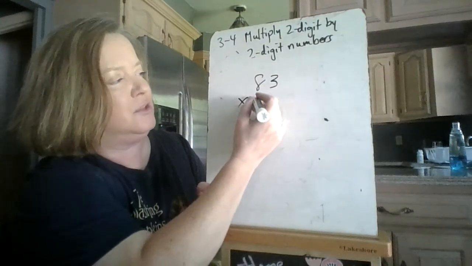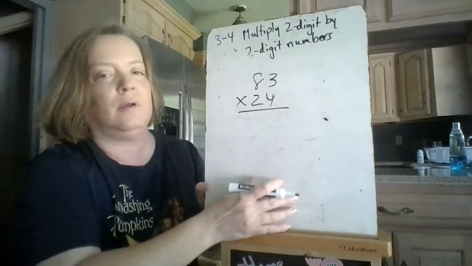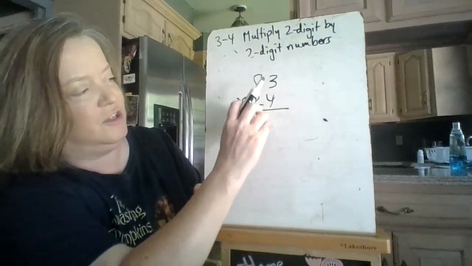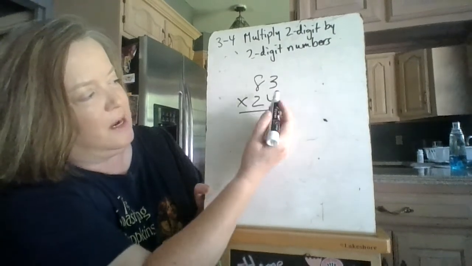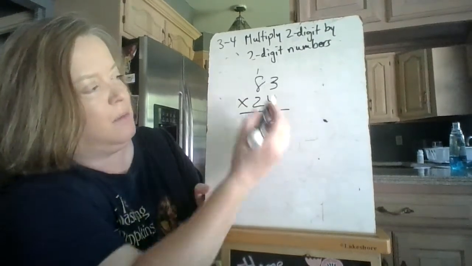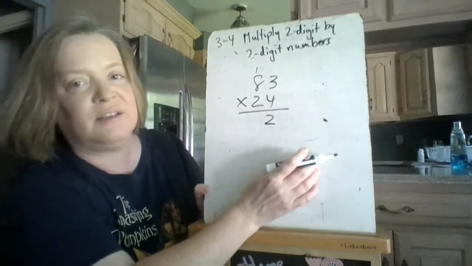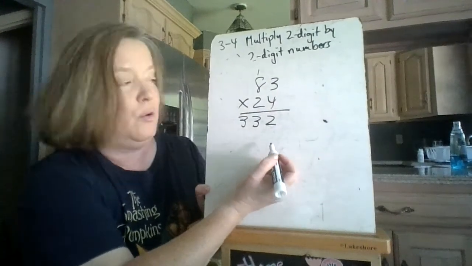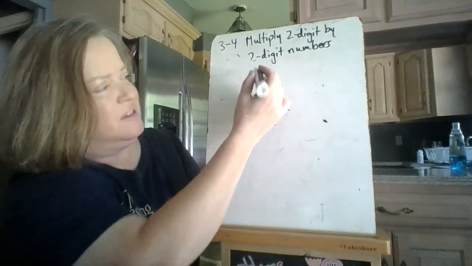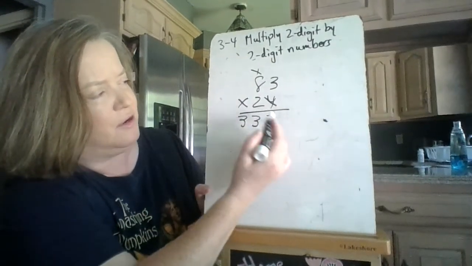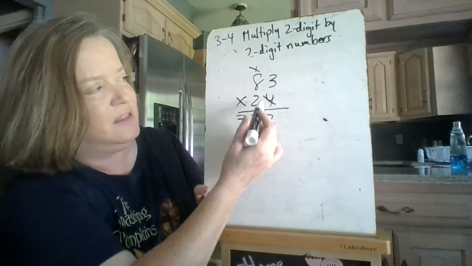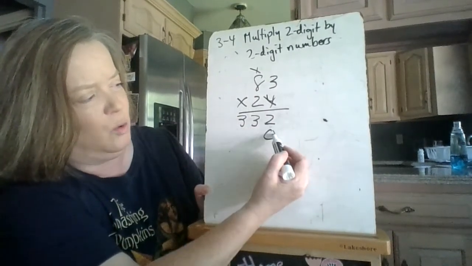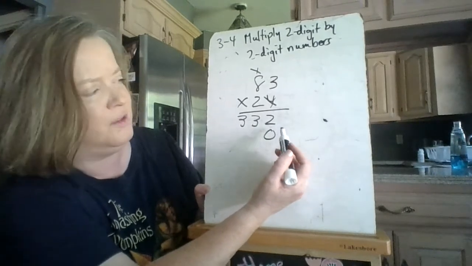Let's say I was doing 83 times 24. Okay, again, I'm first going to take my number in the ones place and times it by my two digits, get a partial product. So 4 times 3 is 12. 2, carry my 1. 4 times 8 is 32, plus 1 is 33. Then I'm going to cross this off because I used it, and I'm going to put a 0 here because now I want to multiply the number that's in the tens place times this number. So I don't want to put the answer for this into the ones place. That's why I'm putting a 0 here to hold the place.